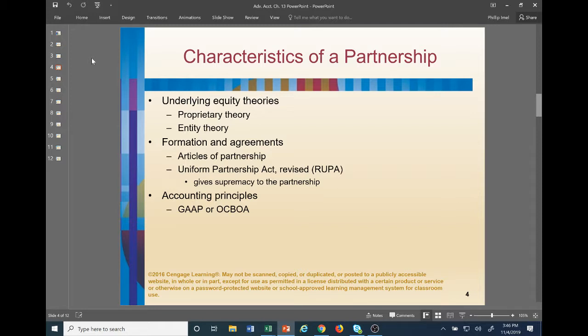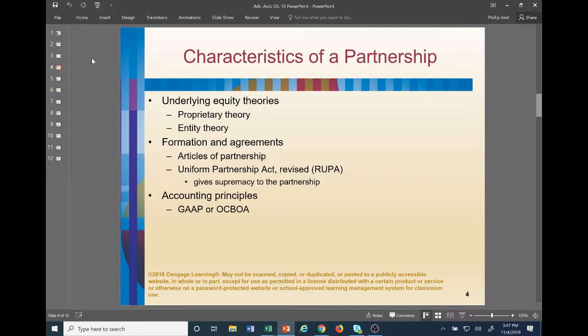Partnerships have been primarily affected by the proprietary theory, which looks at the entity through the eyes of the owners. Characteristics of a partnership that emphasize that the entity is viewed as the individual owners include the following. Salaries to the partners are viewed as a distribution of income rather than a component of income.